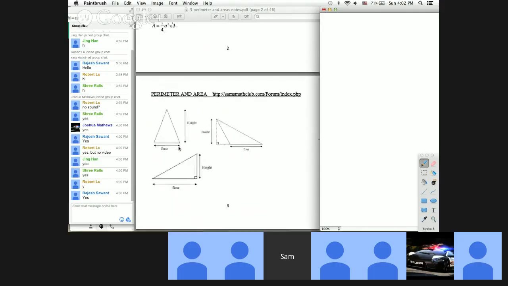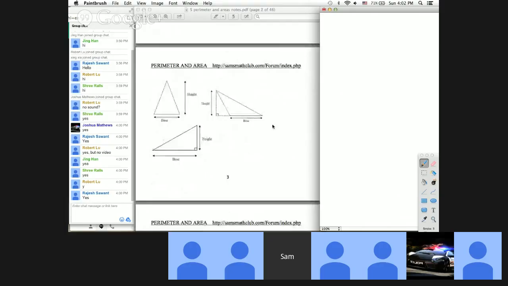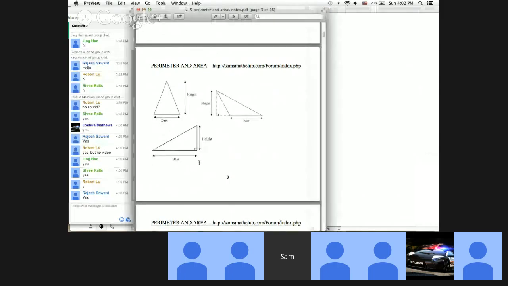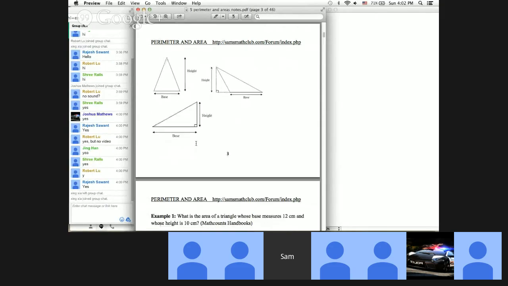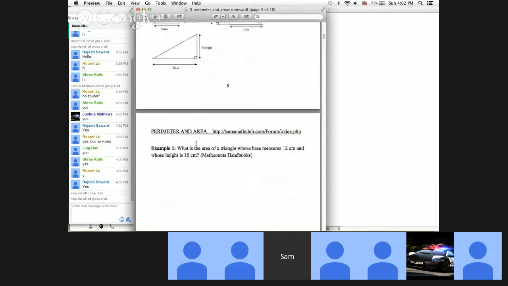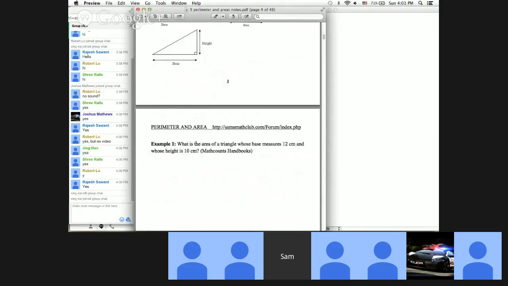Okay, onwards. So there's just some charts. As you can see, all triangles have a base and a height, and you find the area by 1/2 base times height. For a right triangle specifically, the height turns out to be one of the side lengths, so you can just do one length times another length divided by 2. Okay, so try this example just to get us going. What is the area of a triangle whose base measures 12 centimeters and whose height is 10 centimeters?